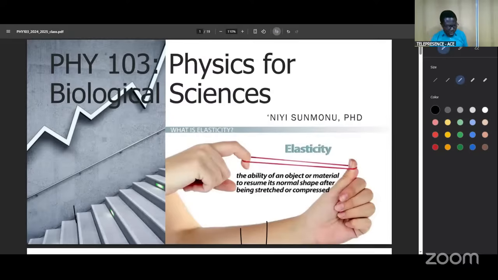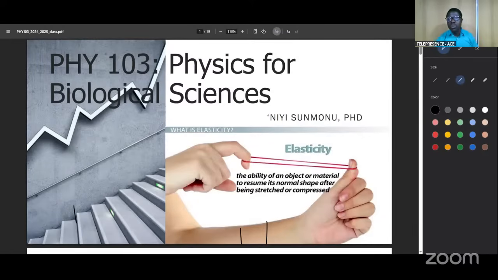It's time. So good morning, everyone. I want to welcome us again to Physics 103. That is Physics for Biological Sciences. And today, the aspect we'll be looking at for a week or two is elasticity. And what is elasticity? It is the ability of an object or material to return to its normal shape after being stretched or compressed.